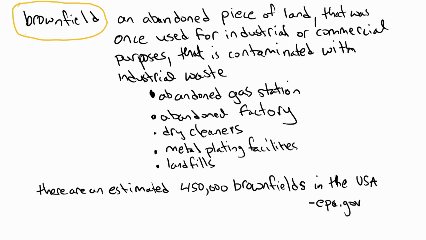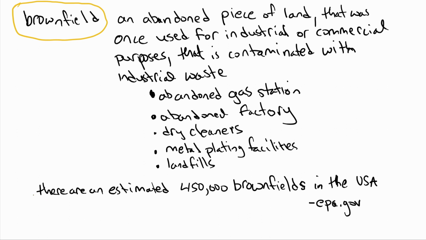Okay, here's another term that you need to be able to define, and that's brownfield. And a brownfield is an abandoned piece of land that was once used for industrial or commercial purposes that is contaminated with industrial waste or hazardous waste. And so we already said hazardous waste is toxic, flammable, corrosive stuff. And so some examples of a brownfield could be an abandoned gas station, abandoned factory, an old dry cleaner, metal plating facilities, or even landfills.